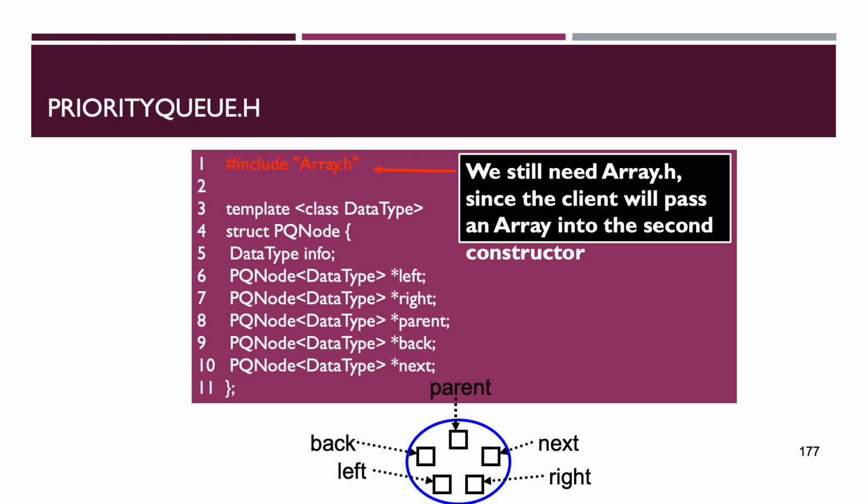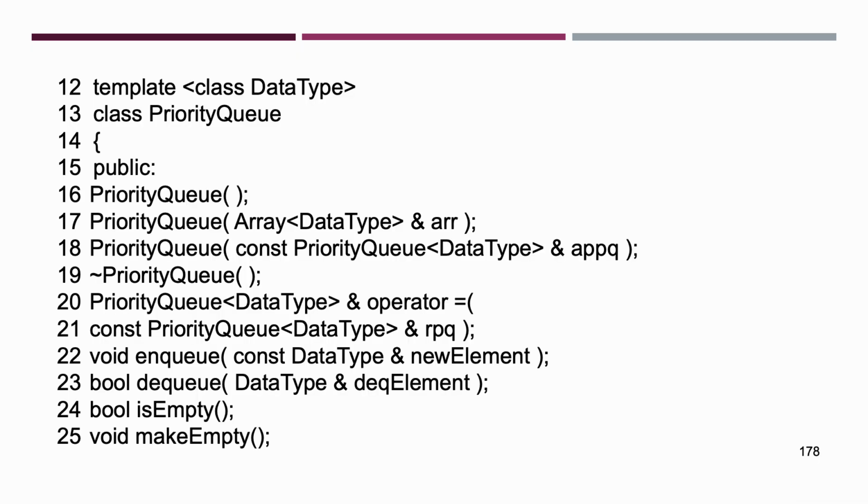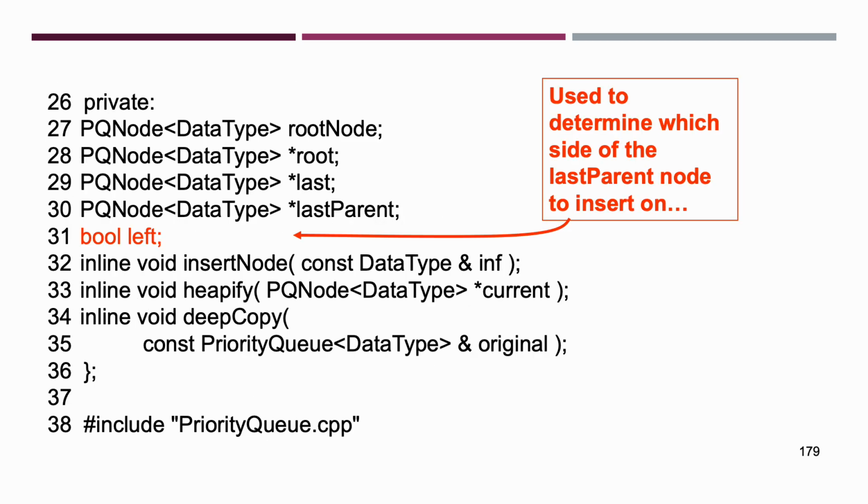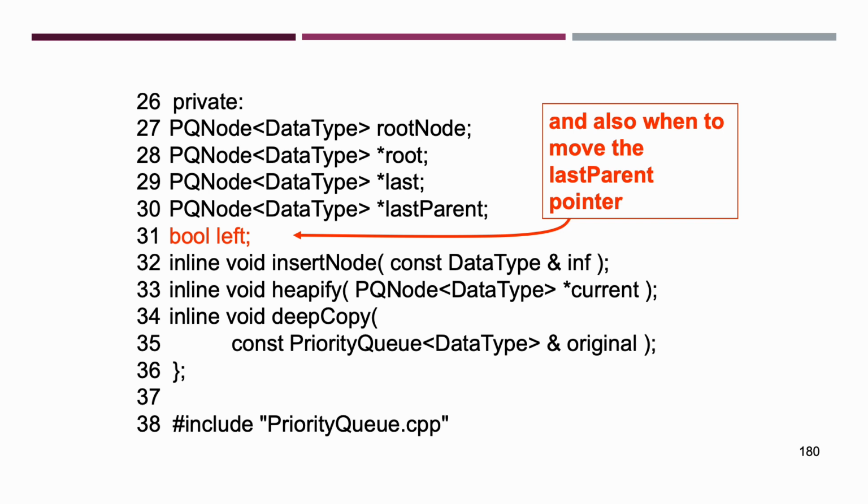Okay, here we still need the array.h header file since the client will pass an array into the second constructor. So this is the code where we have class priority queue. Then here we use a bool left, which is used to determine which side of the last parent node to insert on, and also when to move the last parent pointer.